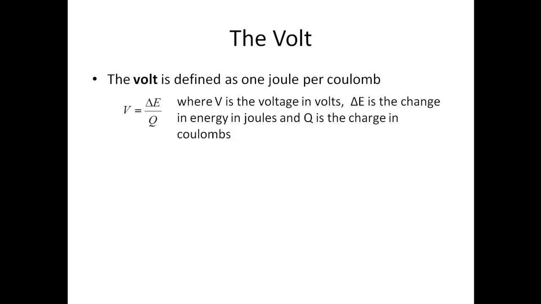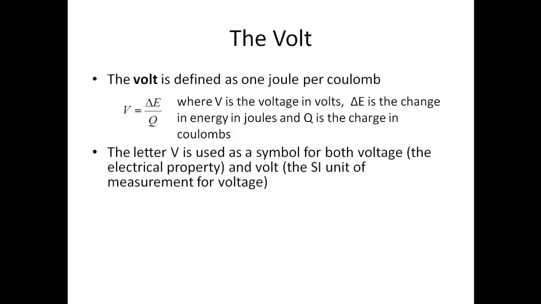The volt can be defined mathematically as 1 joule per coulomb. We can use the formula V = ΔE/Q, where V is the voltage in volts, ΔE is the change in energy in joules, and Q is the charge in coulombs. The letter V is used as a symbol for both voltage, the electrical property, and volt, which is the SI unit of measurement for voltage. To distinguish between the two, we'll often italicize the V for voltage in the formula.